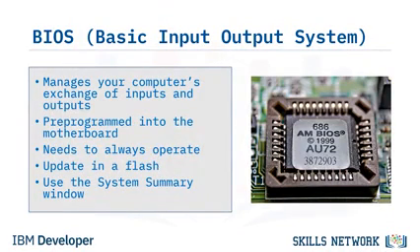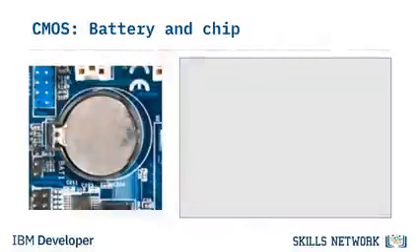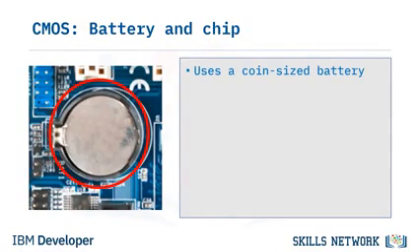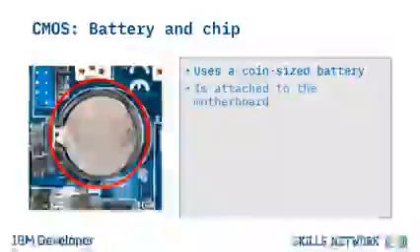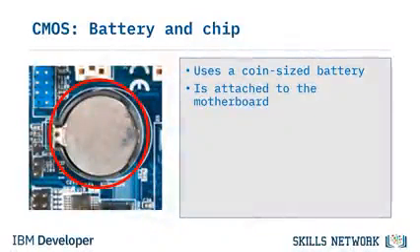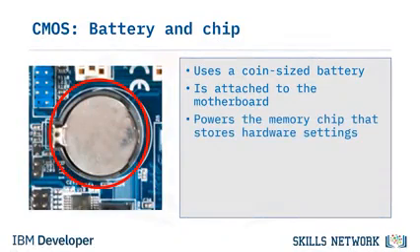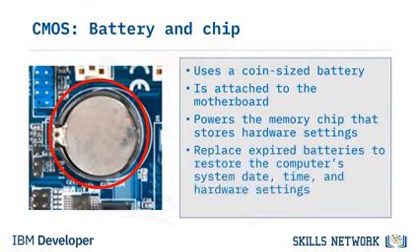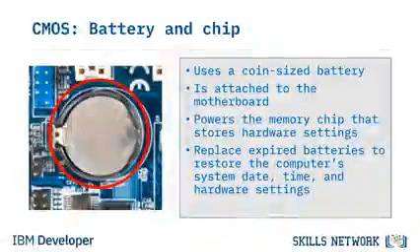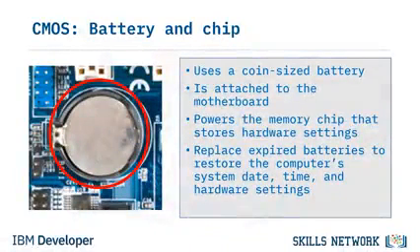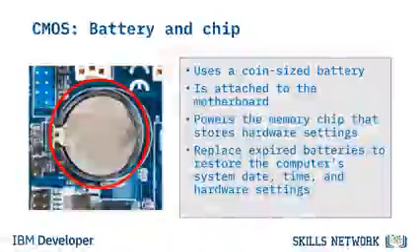CMOS is short for complementary metal oxide semiconductor. A CMOS battery is a coin-sized battery similar to a watch battery that is installed on the motherboard to power the CMOS memory chip. The CMOS memory chip stores a computer's hardware settings. Like all batteries, CMOS batteries expire, and when the battery expires, the system clock resets, and you'll need to replace the battery to restore the computer system time, date, and hardware settings.